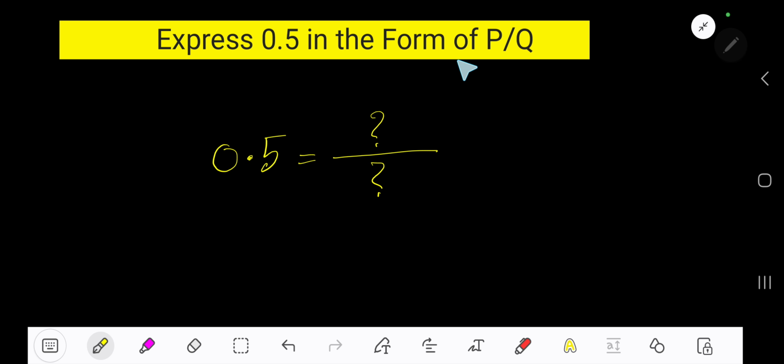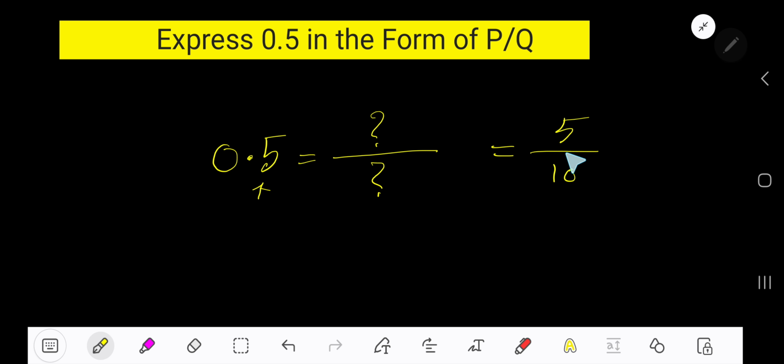Express 0.5 in the form of p/q. That is, we need to convert 0.5 into a fraction. So we need a numerator and a denominator. For the numerator, just keep the decimal and write the number you are getting. And for the denominator, for every digit after the decimal, you have to consider 10.